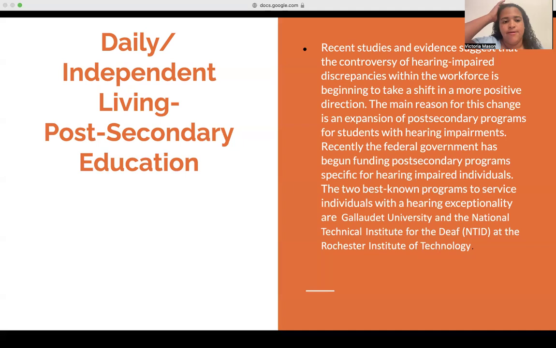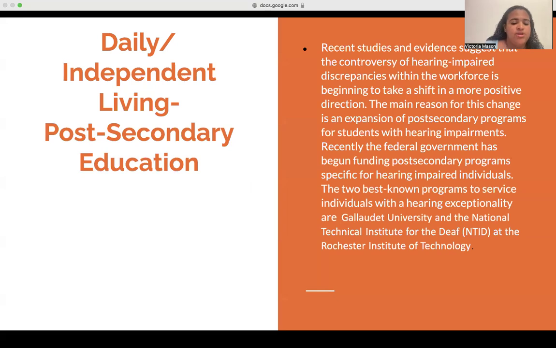One intervention that helps with daily and independent living is that recent studies and evidence suggest that the controversy of hearing impaired discrepancies within the workforce is beginning to take a shift in a more positive direction. The main reason for this change is an expansion of post-secondary programs for students with hearing impairments. Recently, the federal government has begun funding post-secondary programs specific for hearing impaired individuals. The two best-known programs to service individuals with a hearing exceptionality are Gallaudet University and the National Technical Institute for the Deaf at the Rochester Institute of Technology.